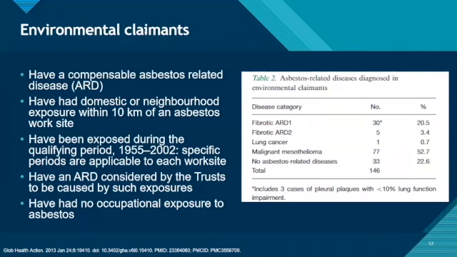Then during my reading, I came across something quite interesting. While the focus of this talk was mainly on occupational lung disease, in terms of asbestos-related diseases, you can also claim if you feel you are an environmental claimant, that you developed disease due to exposure to asbestos in the environment around you. This is for patients who have domestic or neighborhood exposure within 10 kilometers, but they have to fall within the specific period, which is 1955 to 2002, because most of the mines were closed down after that.